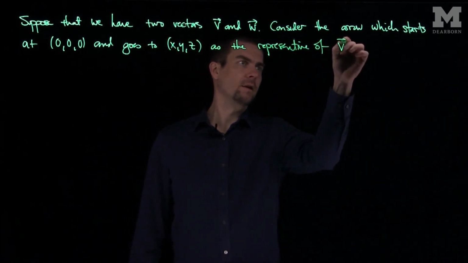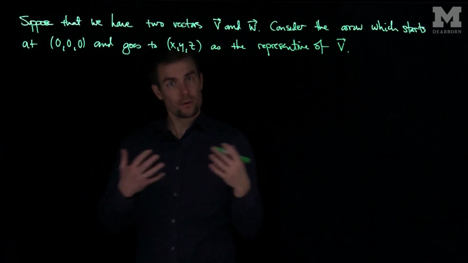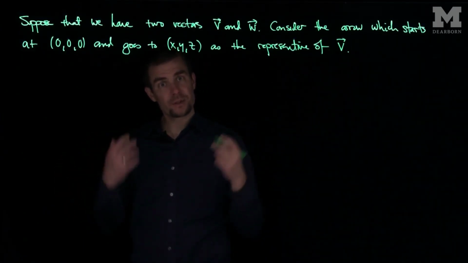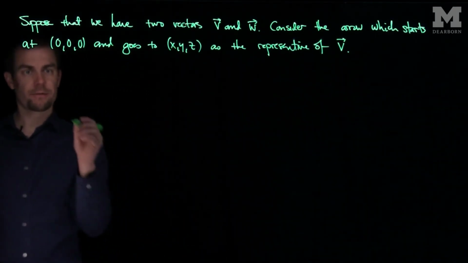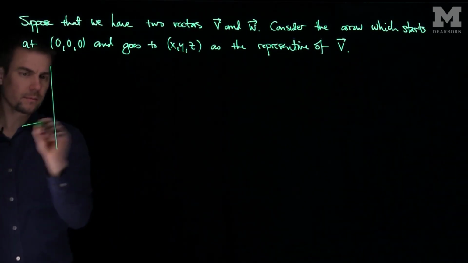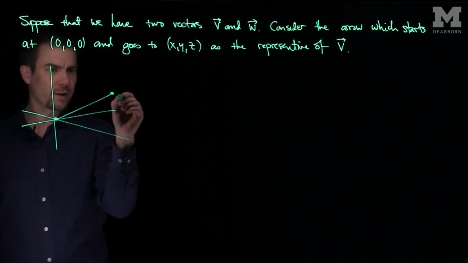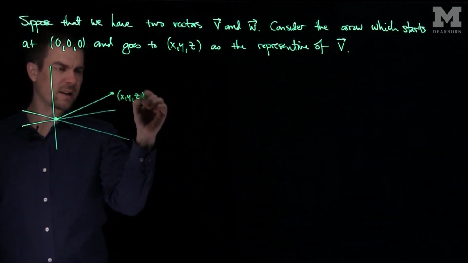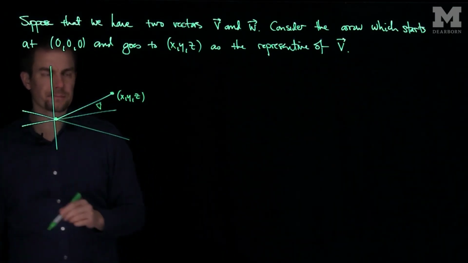of v. Since v is a collection of arrows that are equivalent to each other, I can pick the arrow that starts at the origin and goes to some fixed point. That's the canonical representation of v. So in three-dimensional space, we'll start at the origin for v and go to a point x, y, z. So this will be one of my representations of v.